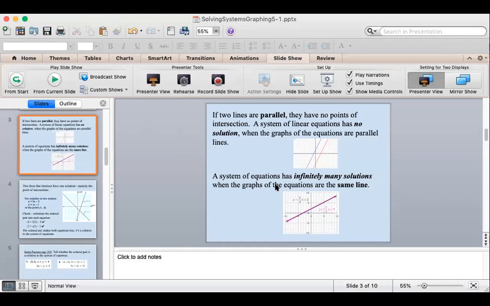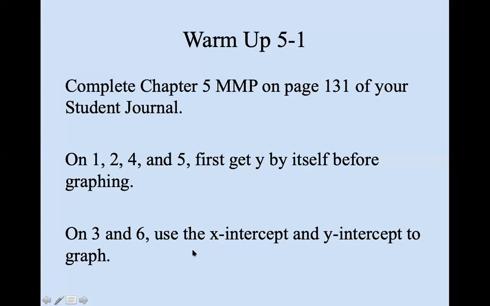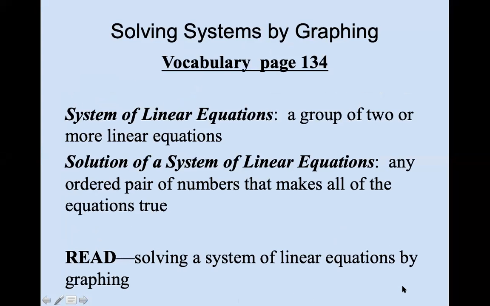We're going to start out here with some vocabulary, so make sure you have your student journal handy. We're going to go to the next slide. So our vocabulary is on page 134 in your journal, so be sure to copy these down. And then after you've copied down the two definitions, system of linear equations and solution to a system, make sure you read how to solve a system of linear equations by graphing, also found on page 134. So pause the video, write down the definitions, and please read that section.